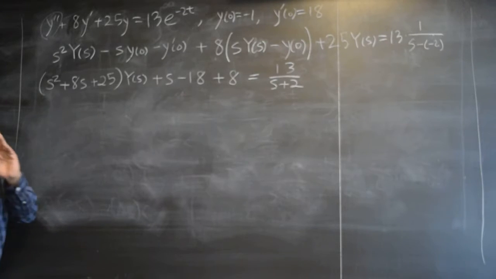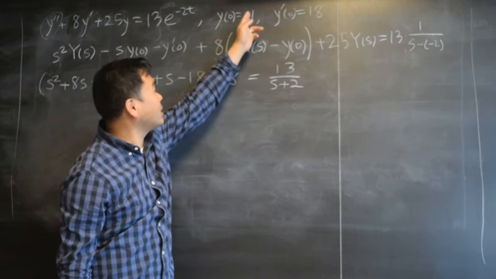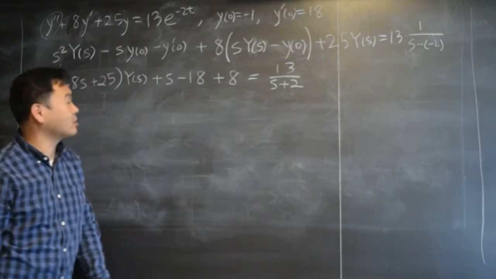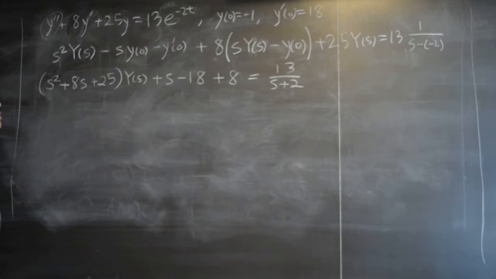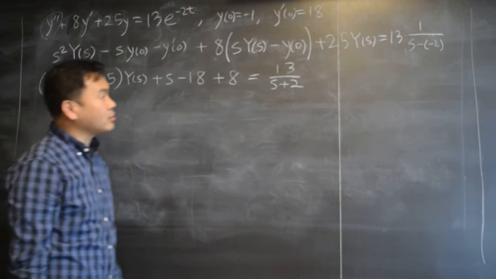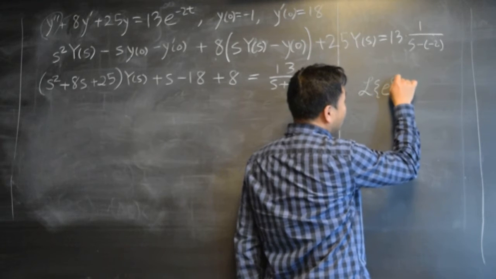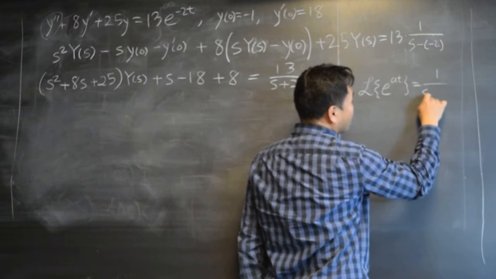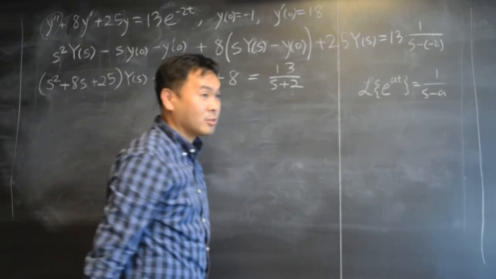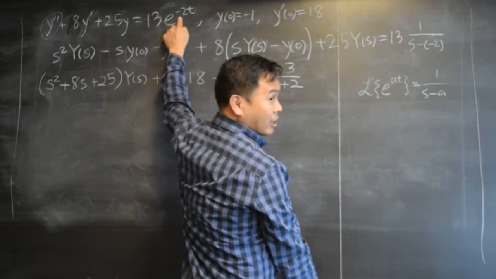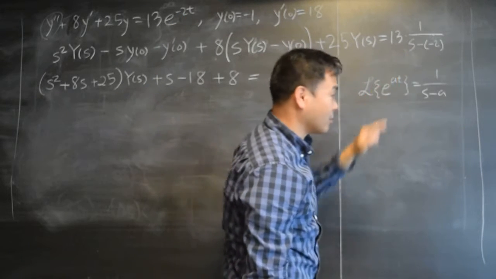Okay? So y of 0 is negative 1. Negative of negative 1 is positive 1. 1 times 8 is 8. That's where I got this 8. Where did you get that 1 over s minus negative 2? Oh, this is in the Laplace table. It says e to the at is 1 over s minus a. It's in the table that you see. Why is a negative 2? Oh, it says here negative 2, right? All right, so you put that there.